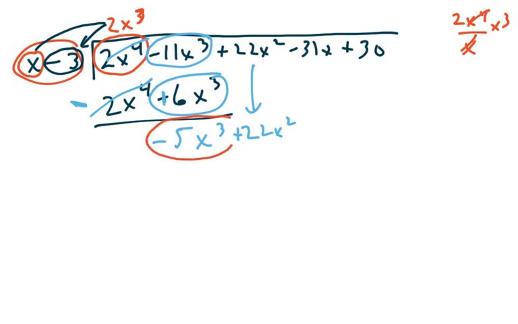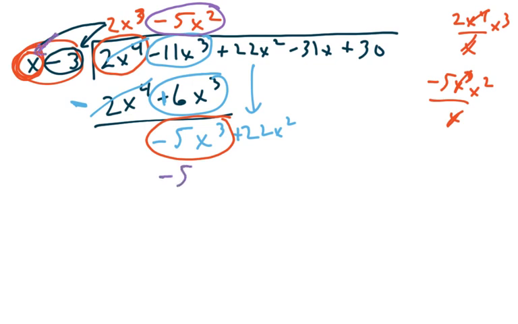Now this time I have a negative 5x^3 that I'm dividing by this x. So what is negative 5x^3 divided by x? Well, 3 minus 1 is x^2, so I'm going to do a minus 5x^2. So let's do our distributive property here. This times the x is minus 5x^3. This times this minus 3 is a plus 15x^2. Don't forget a negative times a negative is a positive.